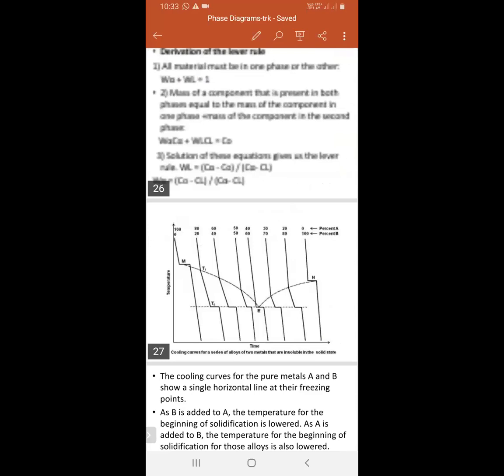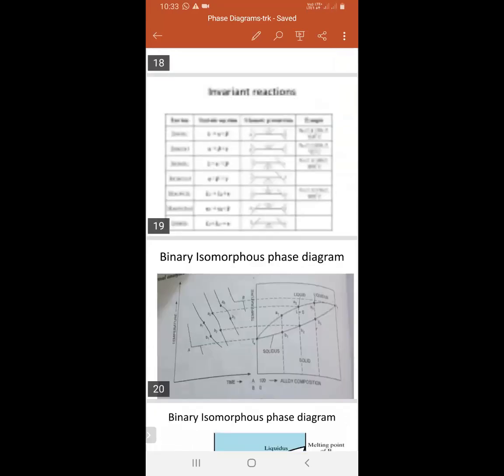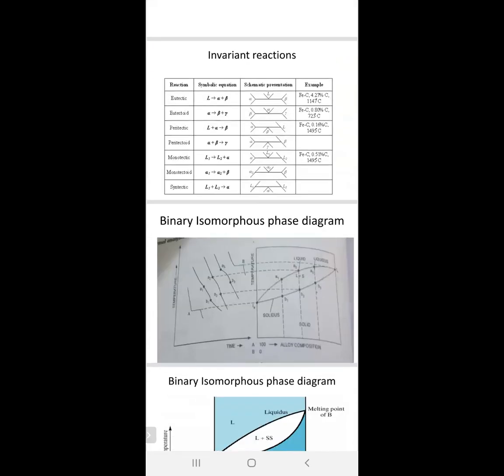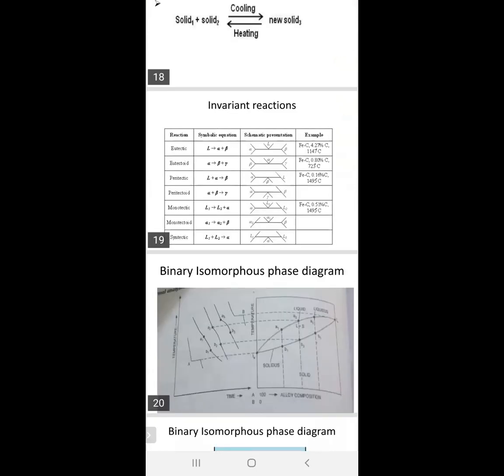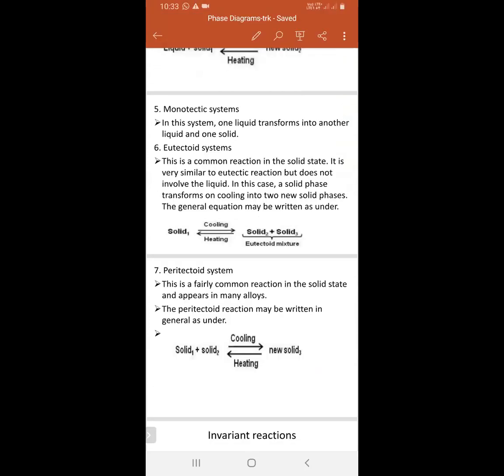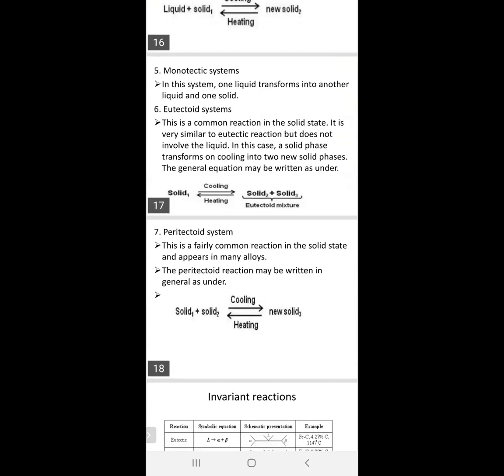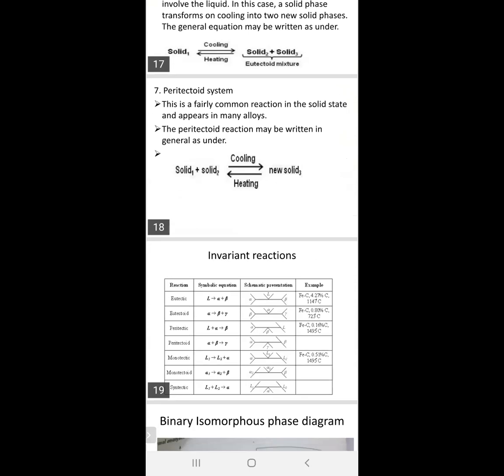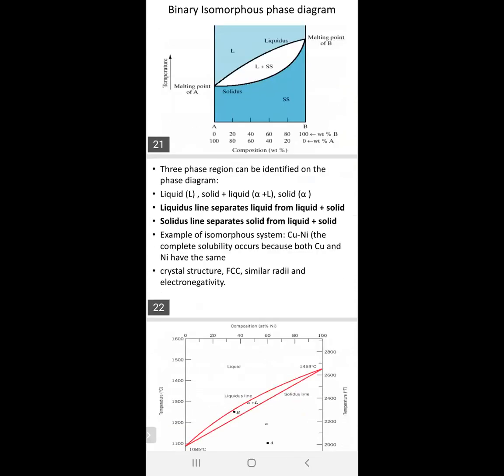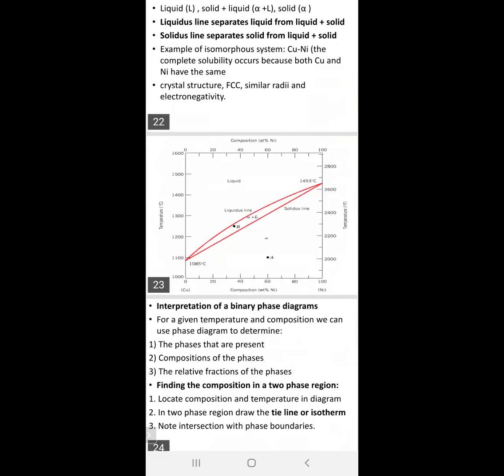How to draw a phase diagram? I have shown you that it can be drawn from the cooling curves, the cooling curve between time and temperature. We discussed this in previous classes. This is the invariant reaction. These are all phase diagrams.